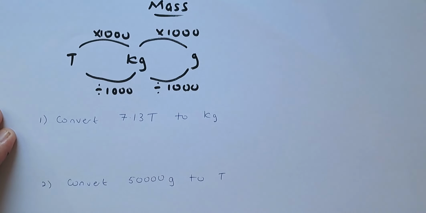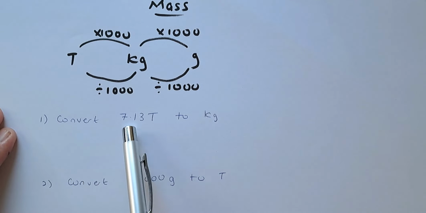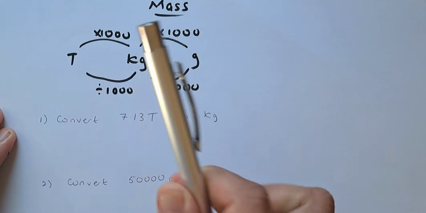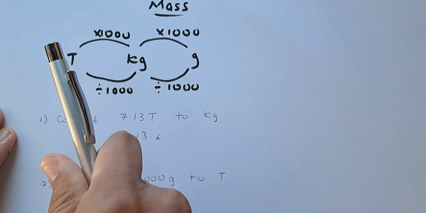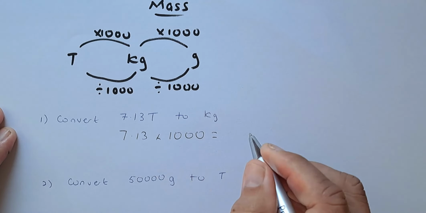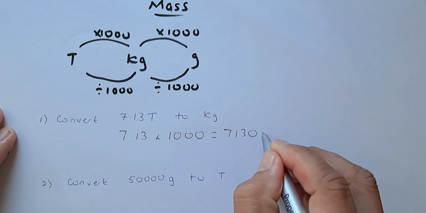So let's look at another two examples. We are going to convert 7.13 tons to kilograms. You are here, you want to move here, so you take that number 7.13, multiply by 1,000, and you get the answer straight away: 7,130 kilograms.